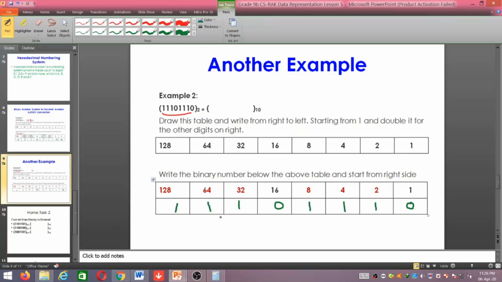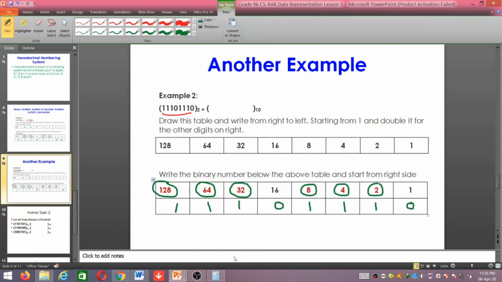Okay, what it means now, I have to add all the numbers corresponding to 1, and I will ignore the numbers corresponding to 0. It means I have to add 128, 64, 32, 8, 4, and 2.